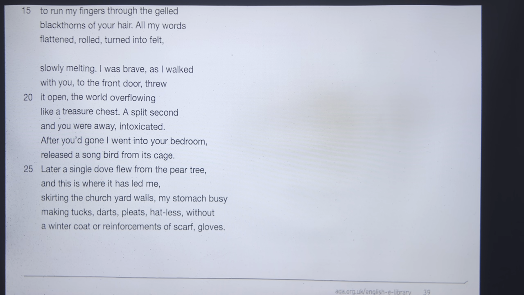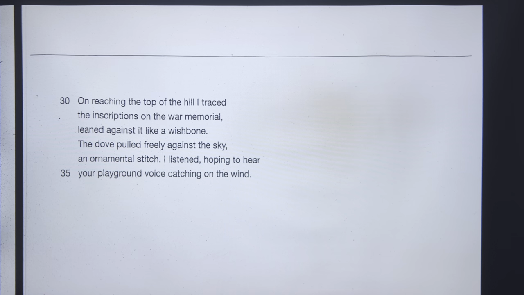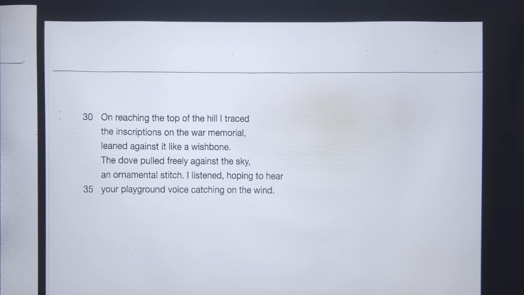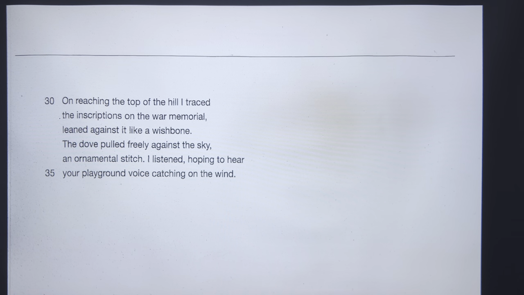After you'd gone, I went into your bedroom, released a songbird from his cage. Later, a single dove flew from the pear tree, and this is where it has led me. Skirting the churchyard walls, my stomach busy making tucks and darts, pleats, hatless, without a winter coat or reinforcements of scarf and gloves. On reaching the top of the hill, I traced the inscriptions on the war memorial, leaned against it like a wishbone. The dove pulled freely against the sky, an ornamental stitch. I listened, hoping to hear your playground voice catching on the wind.